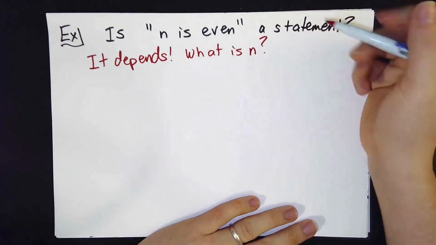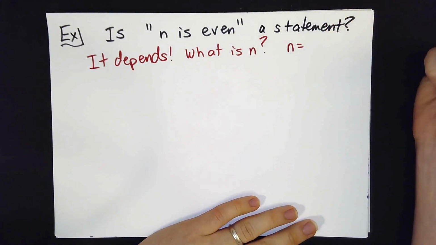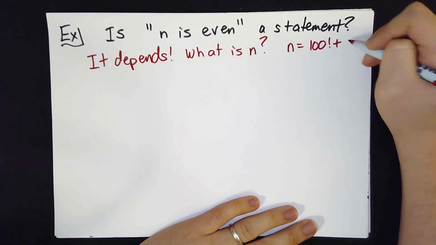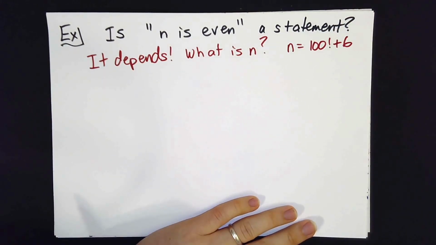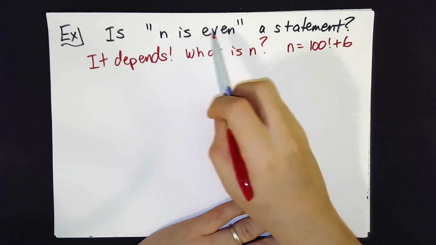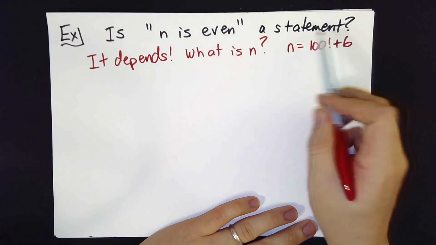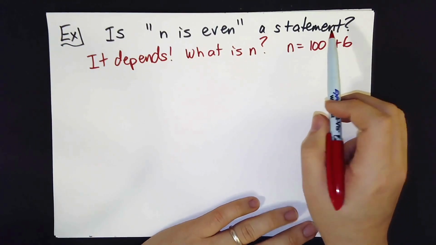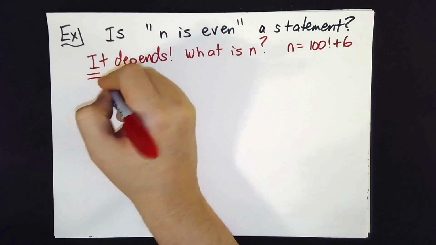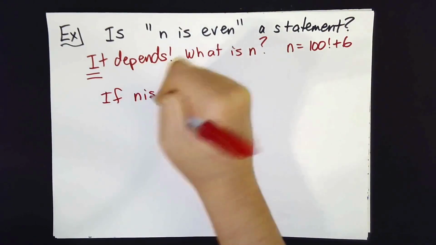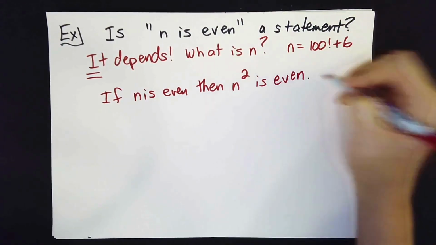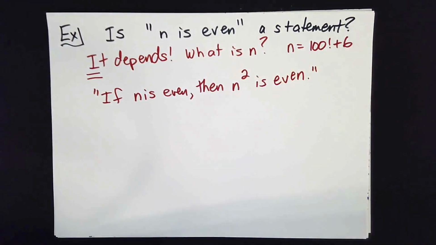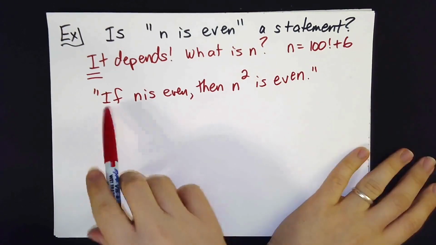But if I know that n is a particular integer, so for example, if n happens to be 100 factorial plus 6, then I do know that "n is even" is a statement, because then I know exactly what n is. I want to be just a tiny bit cautious here, because you will often hear mathematicians say something like, if n is even, then n squared is even.